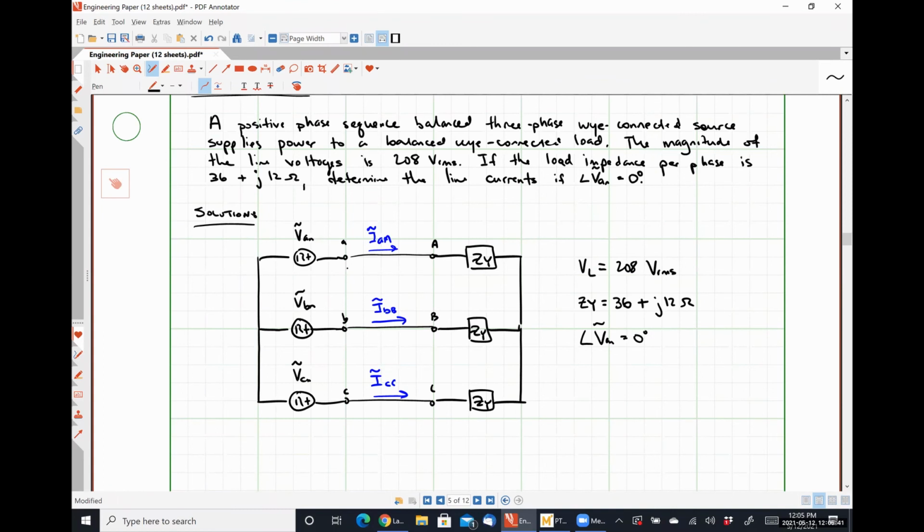So VL, this is what we are getting, right? The magnitude of the voltage between the A terminal and the B terminal of our source, okay? So we can't exactly apply our single phase equivalent circuit yet because we don't know what the actual phase voltage is. So how do you think we'll get it?